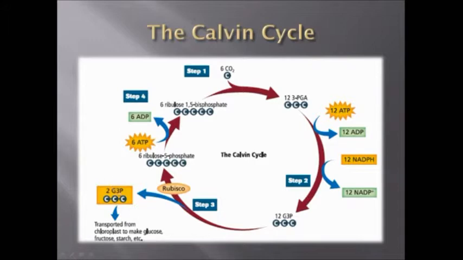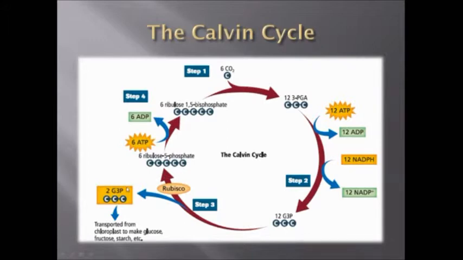Now if you look right here, 2 of these G3P molecules were broken off, and these will be transported from the chloroplast to make glucose and fructose and starch. These are all just basically sugars. So essentially what happens is you have this cycle where the carbons are being recycled through the whole process, where ATP and NADPH are being put into the cycle to help create sugars.